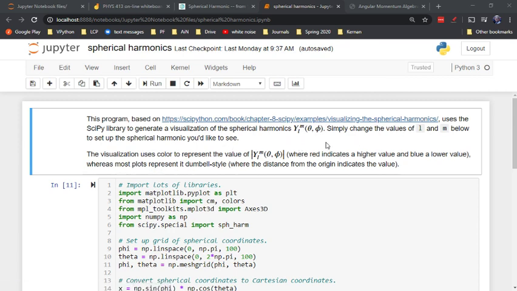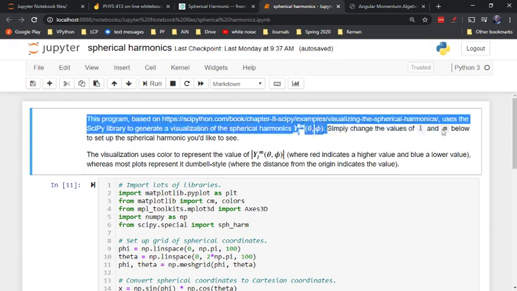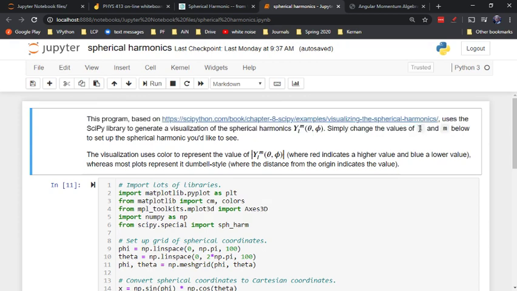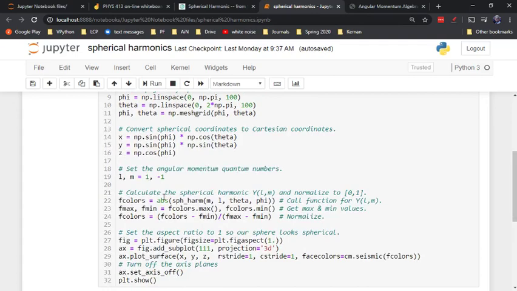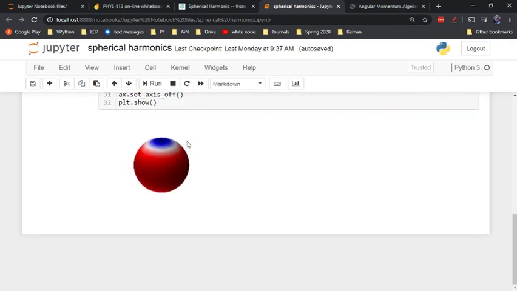Basically what you do is you set the values of L and M, and it will graph for you the modulus of Y. So remember, Y_LM is a spherical harmonic with eigenvalues L and M. It's a function of theta and phi, and it's going to graph these for us. It's going to graph them a little bit differently. It's going to use a color scheme. So for example, this is 1, -1. This is what that looks like.